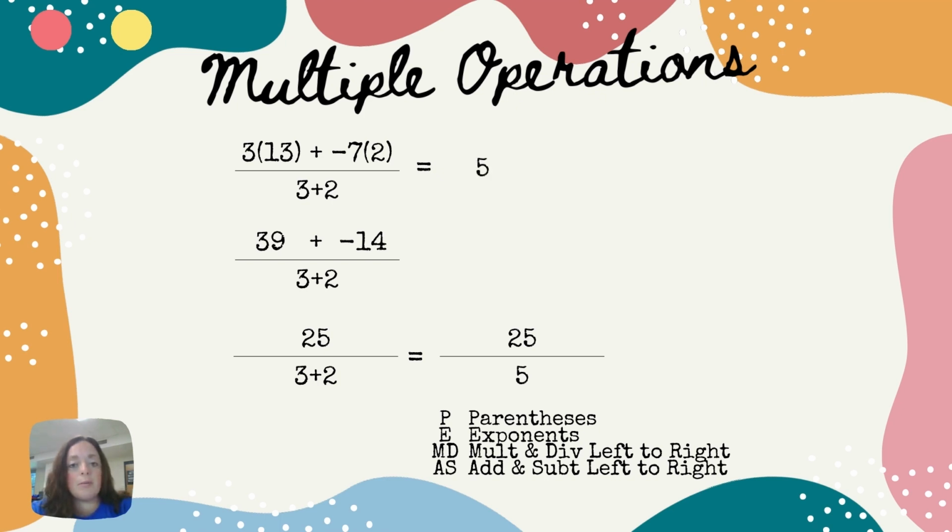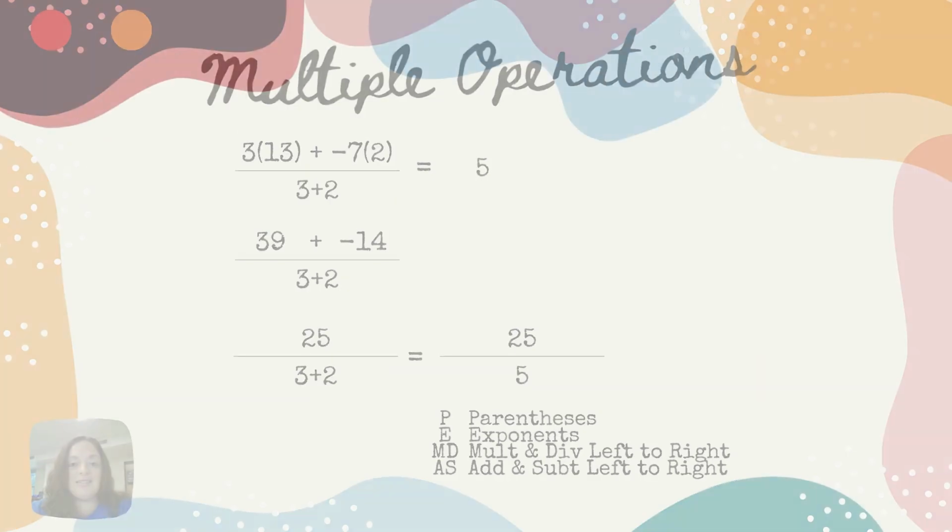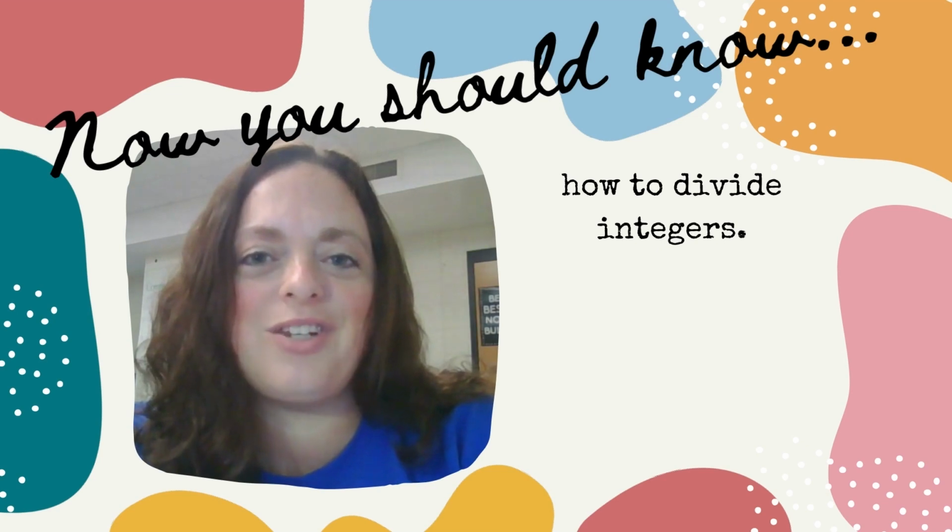Whenever you see a big problem like this, don't worry that it's going to be too hard. Just remember your order of operations. Parentheses, exponents, multiplication or division, left to right, addition or subtraction, left to right. If you can break it down step by step, you will be fine. Write all your steps down as you go. Don't try to just do it all in your head. You can do this. Now you should know how to divide integers.